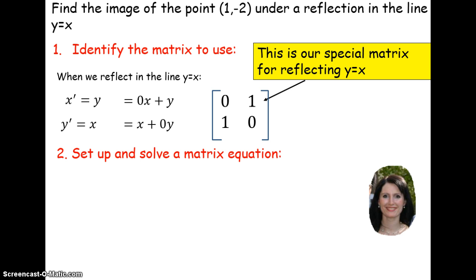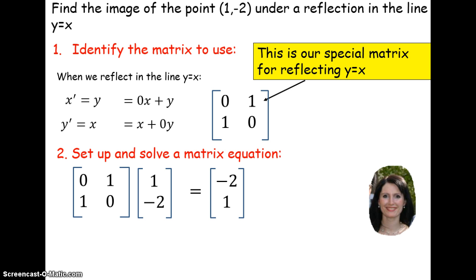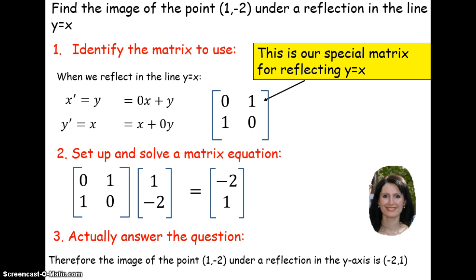Let's use it. By multiplying this special matrix for reflecting in the line y equals x by our original point, using our row by column rule, we find that we have a solution of negative 2, 1. What this tells us is that the point 1, negative 2 on the original graph becomes negative 2, 1 when we reflect in the line y equals x. This is our image point here. We then want to actually answer the question. The image of the point 1, negative 2 under a reflection in the line y equals x is negative 2, 1.